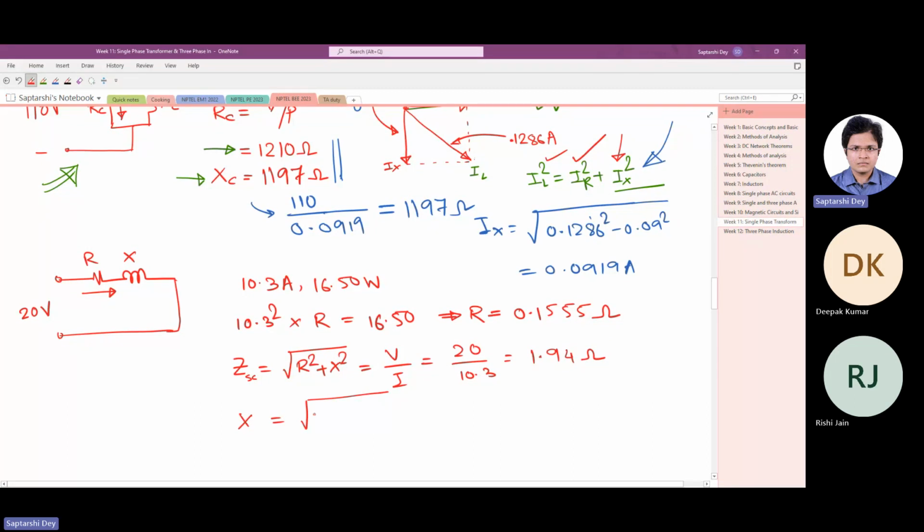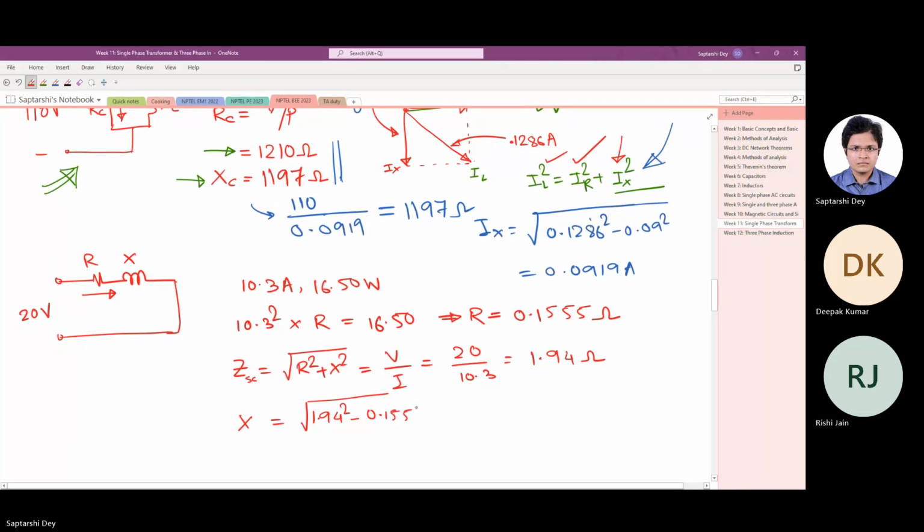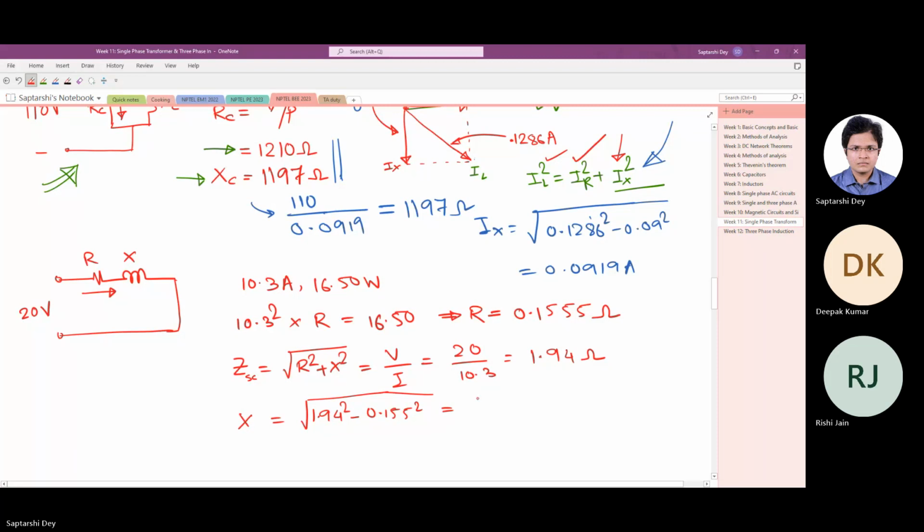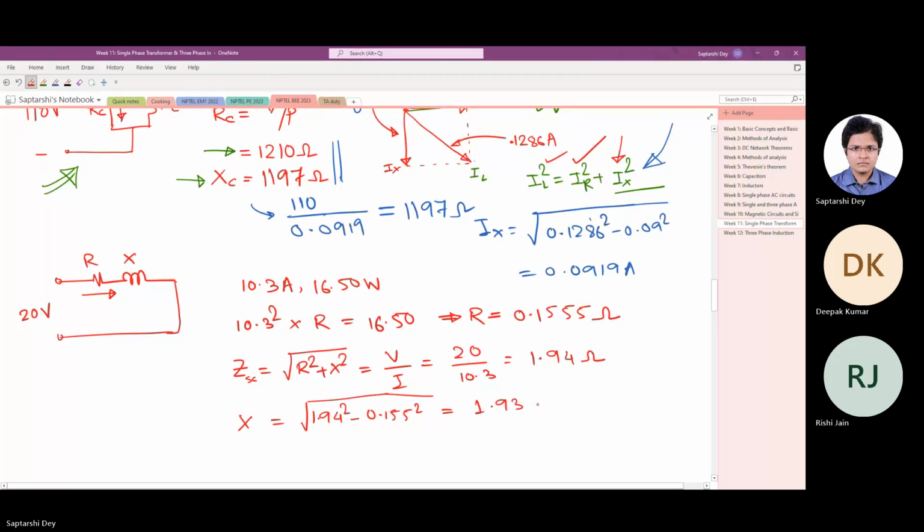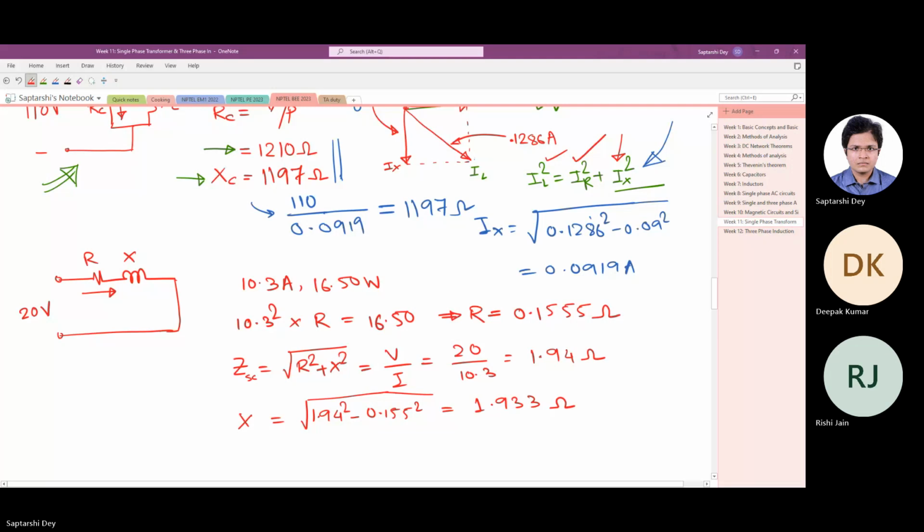I think you should understand this. There is nothing difficult here. Tell me if there is any doubt. It's very straightforward. Simplest AC circuit. No doubt. Okay. So in this way, we find out R and X also.